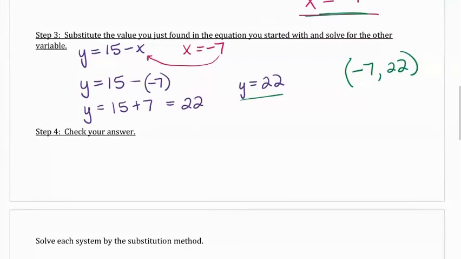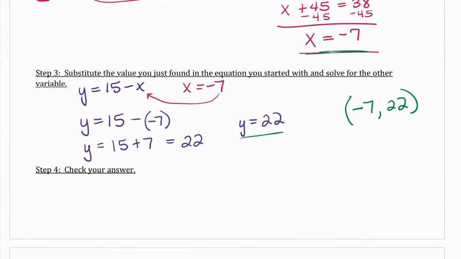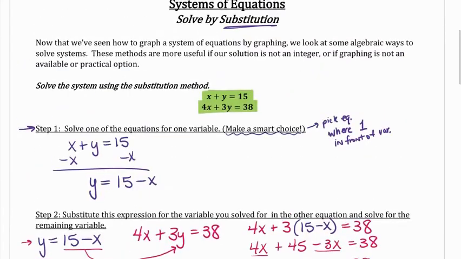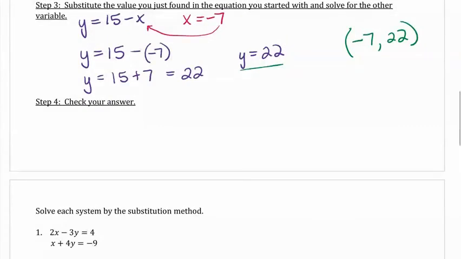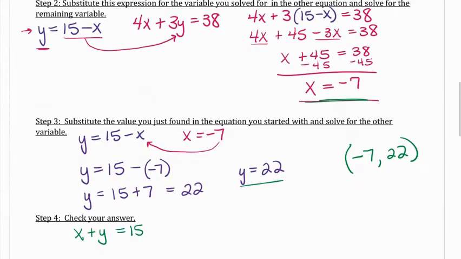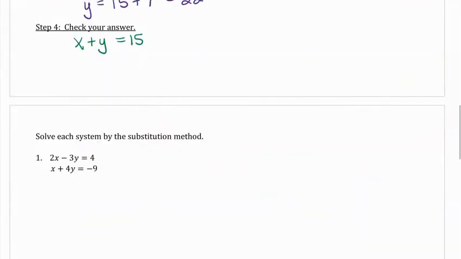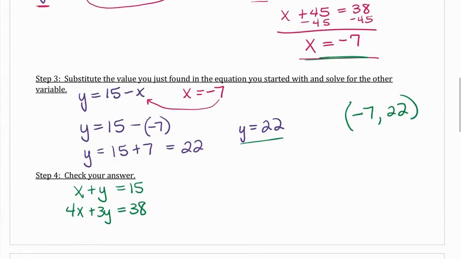Okay, and then last but not least, we can check our answer. You don't have to check your answer. I'm just saying that you can, like if you're on a test or a quiz in the future and you want to make sure that you got the right answer. Remember, like we did in the very first set of notes in this unit, you want to be able to make sure that that solution works for both of those equations. So I'm going to look back at my original equations. We had x plus y equals 15, and then 4x plus 3y equals 38. So I'm just going to take my solution, plug it into each of those, and make sure that they work.